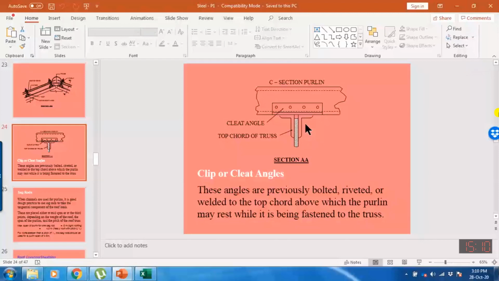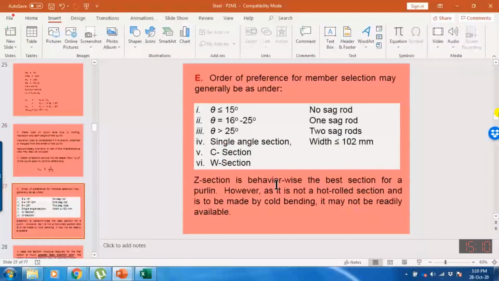So the Z section, behavior-wise, is the best section for the purlin. The Z section you will study maybe in mechanics of materials. So the Z section is the lightest option available. Z sections are normally made of cold-worked sections or thin-wall sections.